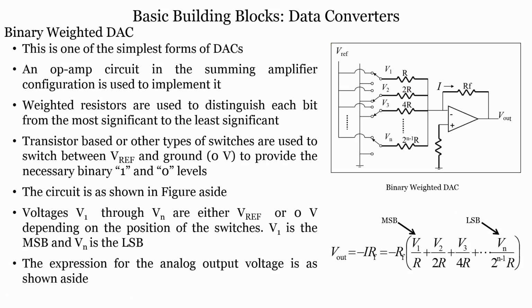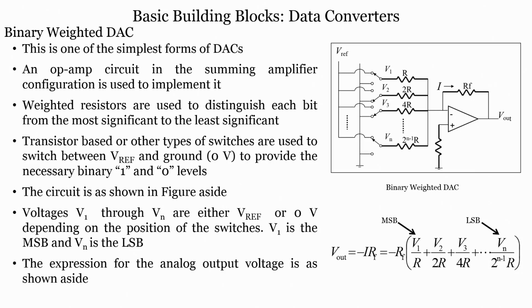Now, weighted resistors are used to distinguish each bit from the most significant bit to the least significant bit. You always write the most significant bit as MSB, and LSB is the least significant bit. Transistor based or other types of switches are used to switch between V reference and ground. You see here there is a ground, and here there is a V reference. Depending on 1 or 0, you have to change the voltage. We will look at it later, so that we can give different binary inputs, because binary is given either as 1, which is high, or 0, which is ground.